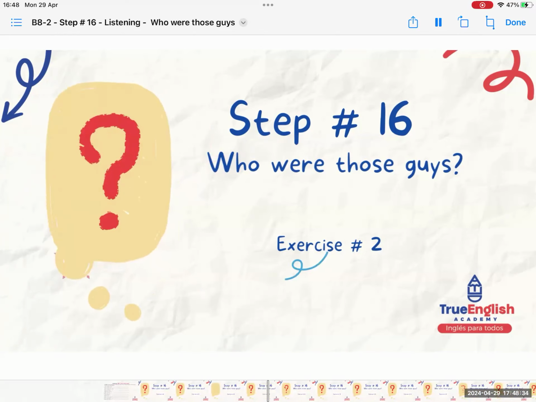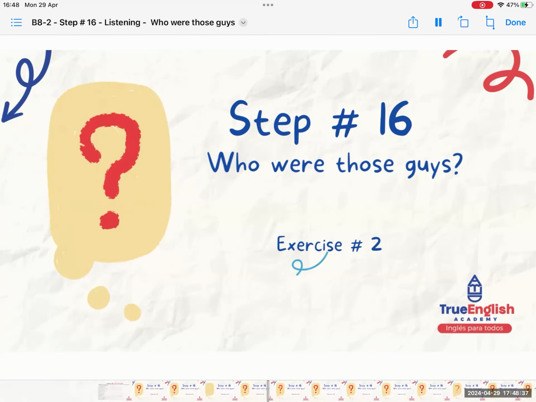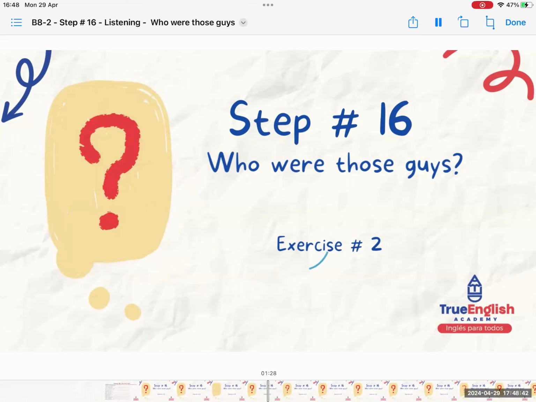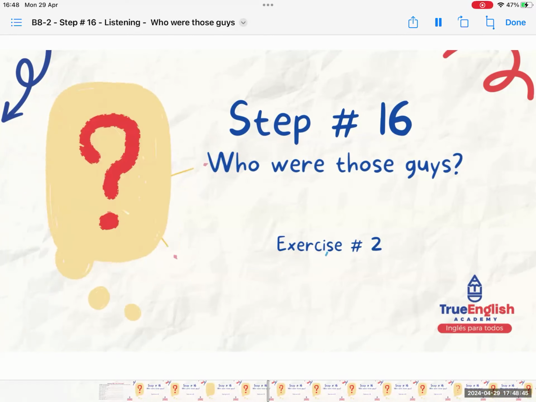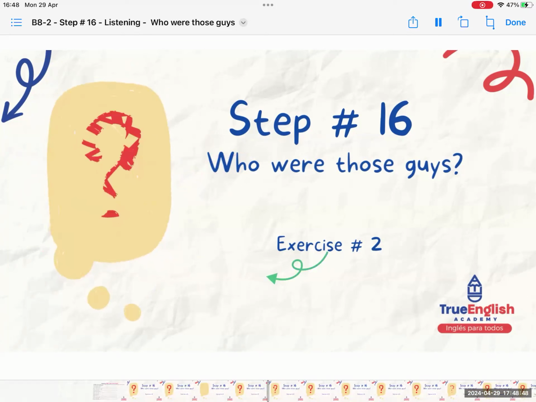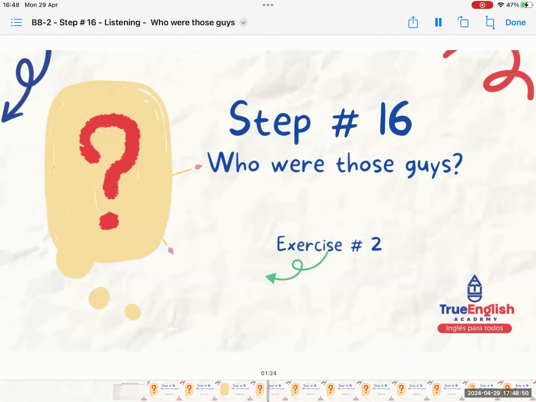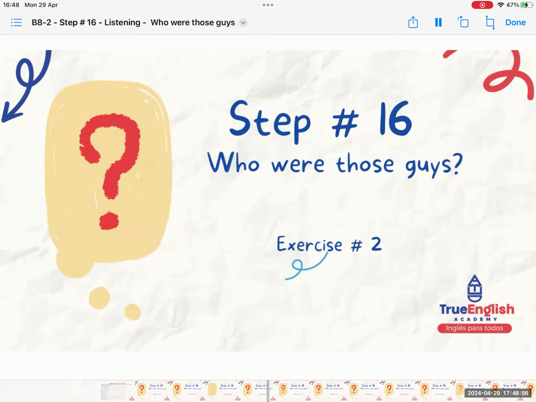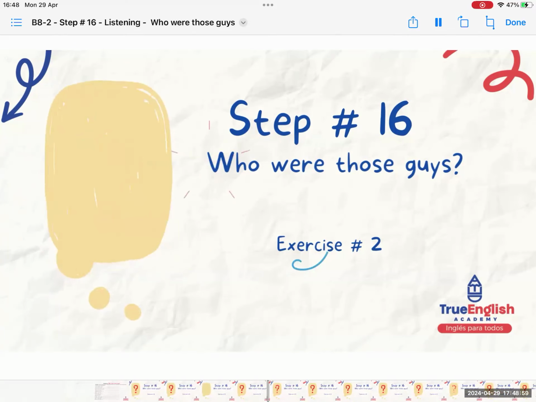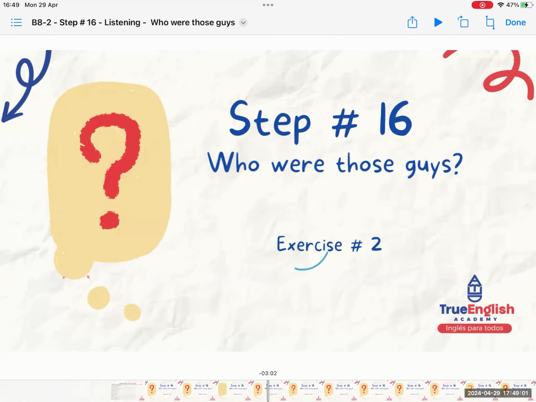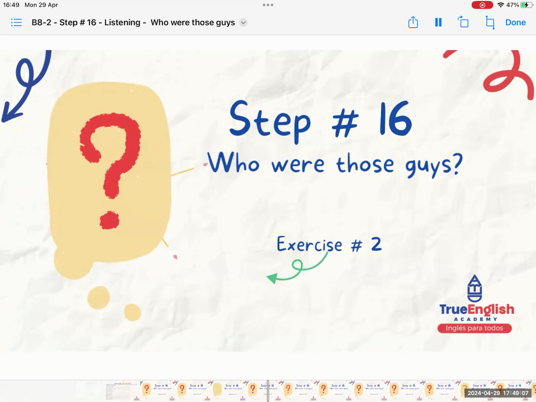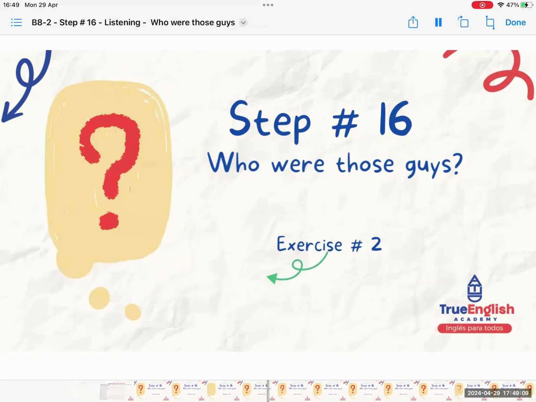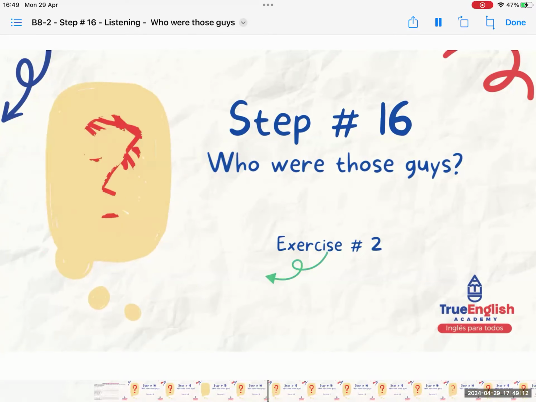Number 4. Jack Dawson was the guy who fell in love with Rose in the movie Titanic. Fell in love with Rose. Number 4. Jack Dawson was the guy who fell in love with Rose in the movie Titanic.